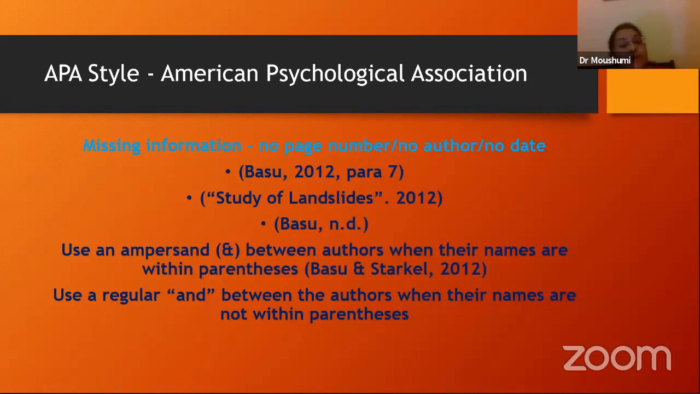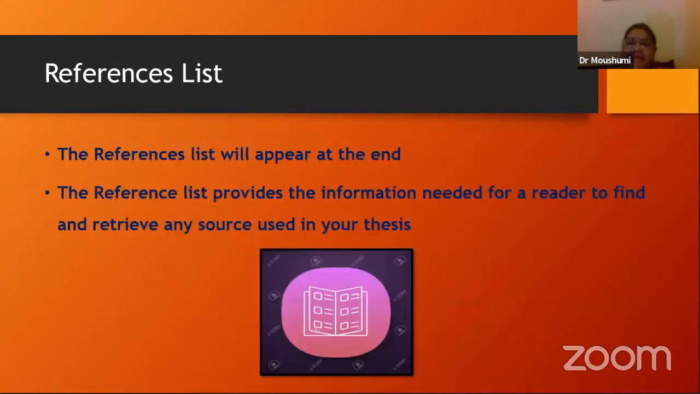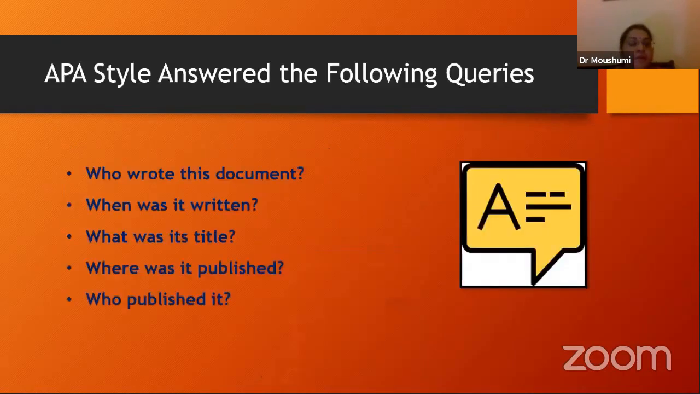That means there are no dates. So these types of techniques you need to know from the official document which you have from the citation styles. At the end, as I said, I should have the reference list. The reference list always appears at the end, and it provides the information needed for a reader so that he can retrieve that source anytime he requires, for your thesis or for any other work.